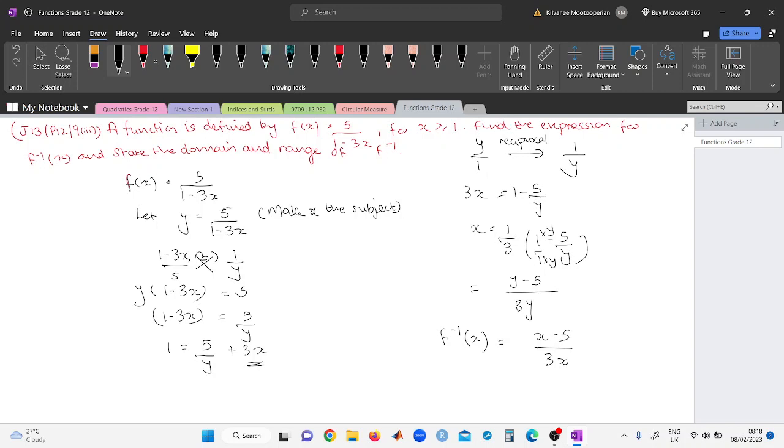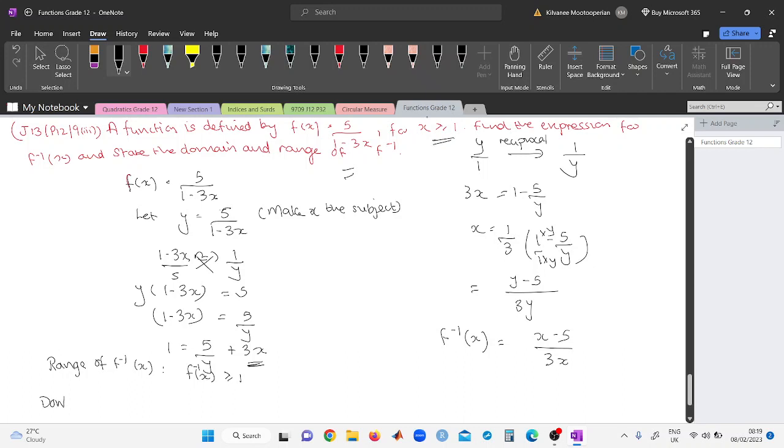Now, if I have to calculate the domain, I will calculate the domain and the range. So the range of f inverse is easy because it is equal to the domain of f of x. So the range of f inverse of x will be greater than or equal to 1 because it is equal to the domain.